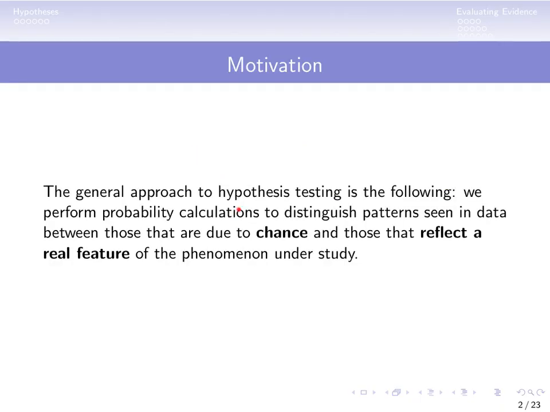So the general idea behind hypothesis testing is the following. We want to perform probability calculations to distinguish what we see in our data. Can we distinguish between what we see due to chance and what we are seeing really reflecting a real feature of the phenomenon under study? When we see something in our sample, is it really reflective of the truth, or is that just due to random noise?